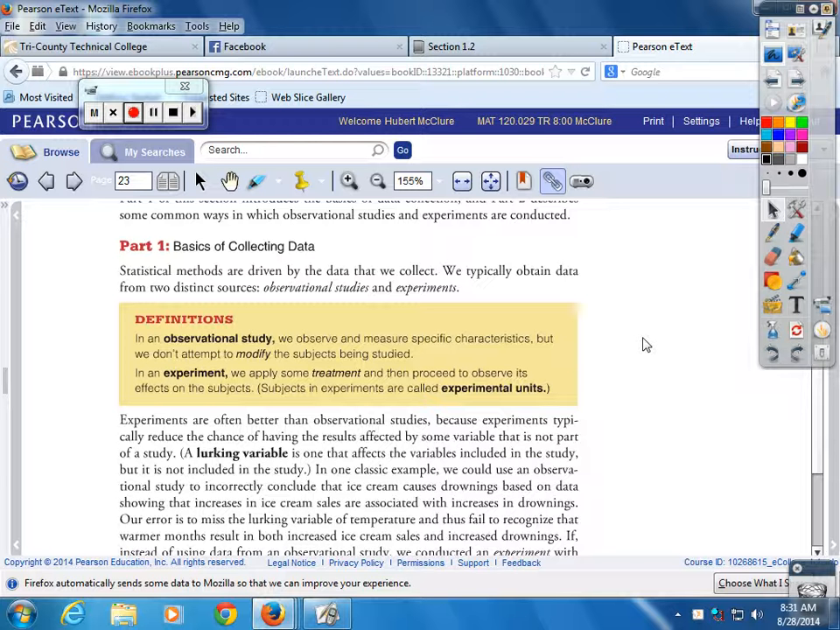The test will give you a scenario, and it'll ask, is this an observational study or an experiment? Just remember, if you as an observer do not input or put anything in or out of the experiment, it's observational. If you put something into it, then it's called an experiment.